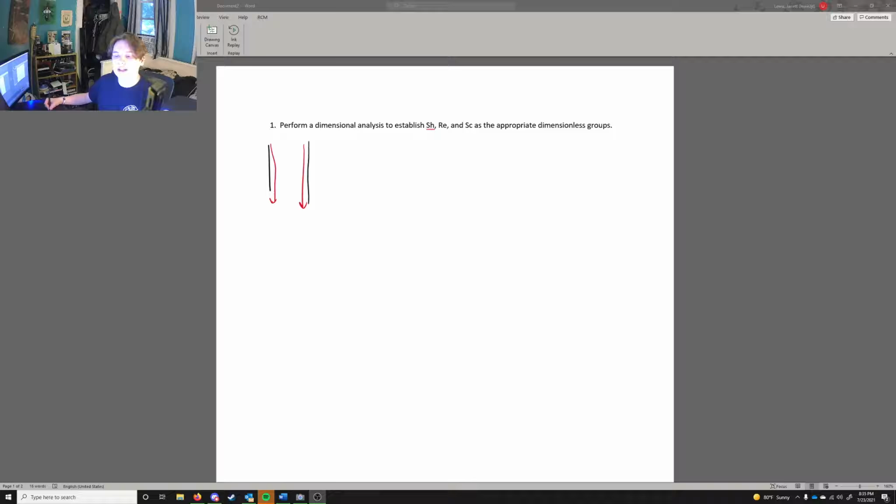Alright, so first we need to establish the variables that we're going to use. First would be the mass transfer coefficient, which would be Kc, and then we're going to use the velocity of the fluid moving. Then we're going to have the density of the fluid and also the viscosity of the fluid. And then we're going to have the diffusivity from the fluid to the surrounding environment, and then we're going to have the diameter of the tube.